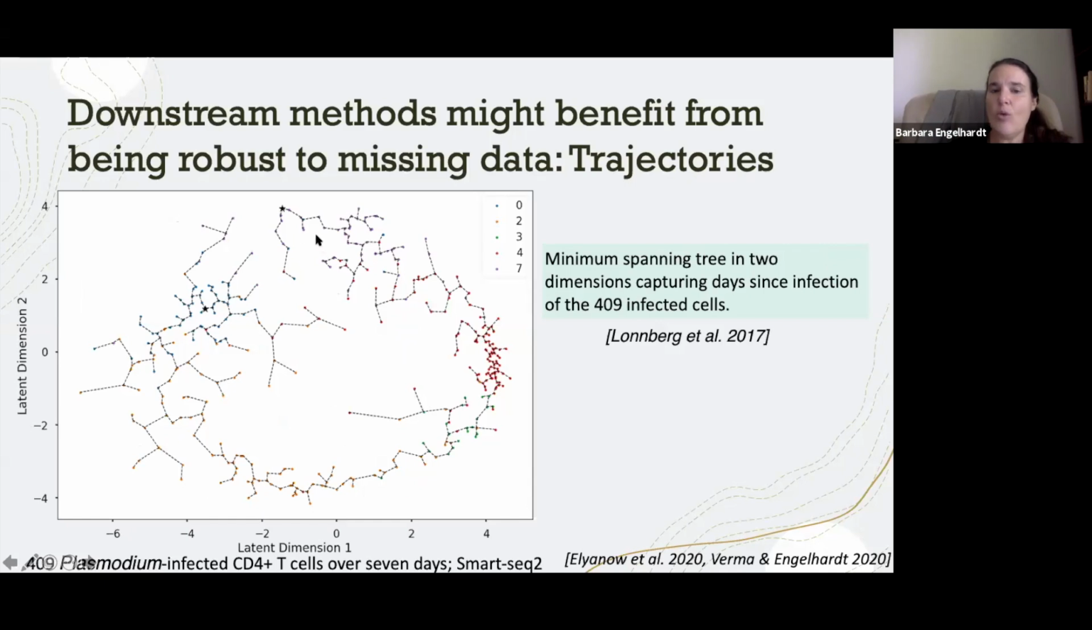Similarly here, we're imputing the trajectories of these 409 T cells across different days of infection, so 0 to 7 days post-infection. And again, here we see that there's a lot of magnifying and weirdness going on in the tree trajectories because of the zeros. However, this was an approach that was fairly robust to the number of zeros in the data set, to the missing data. And so it ended up doing a fairly nice job of this reconstruction overall.